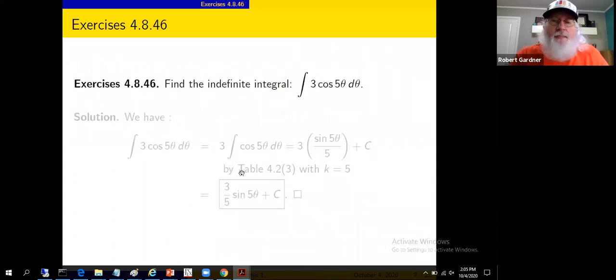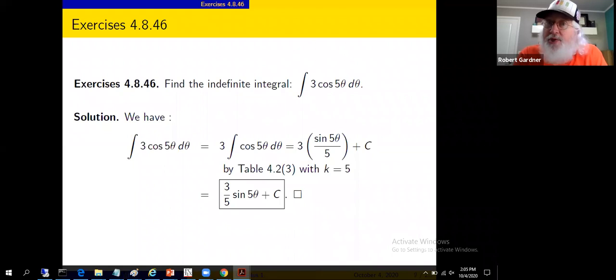Let's do another one. Okay, this one's a touch more interesting. Actually, not a lot to show because I'm going to use table 4.2, part 3 with k equals 5. We want to integrate 3 cosine 5 theta d theta. First, we can bring the 3 out front. Why is that? Constant multiple rule. In note 4.8.a, we bring constants out front of indefinite integrals. How do you integrate cosine 5 theta? Well, here's how you use that table. That table would tell you how to integrate cosine of k times theta.